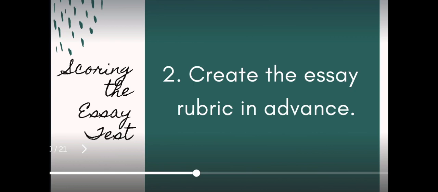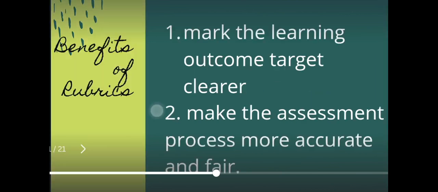So the next step in scoring the essay test is to create the essay rubric in advance. This means that prior to checking, you must have prepared your rubrics as your guide in marking or scoring. So after you determine whether you use analytic or holistic, because both analytic and holistic will require a rubric.